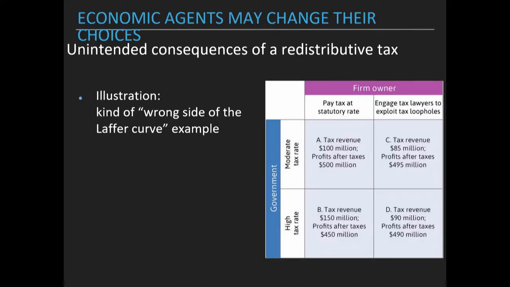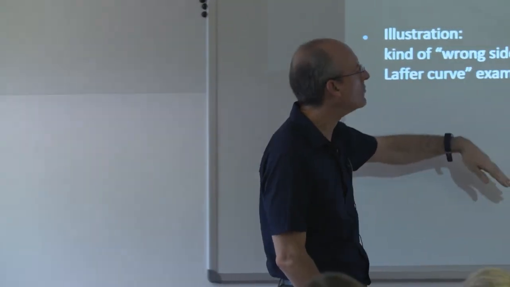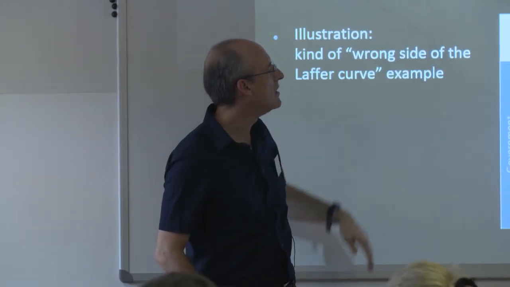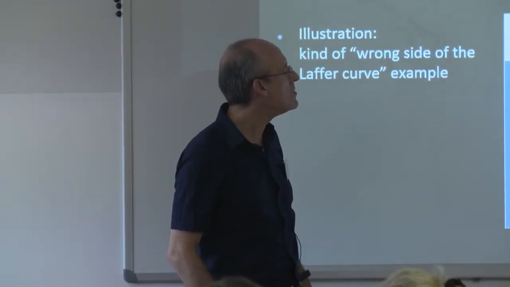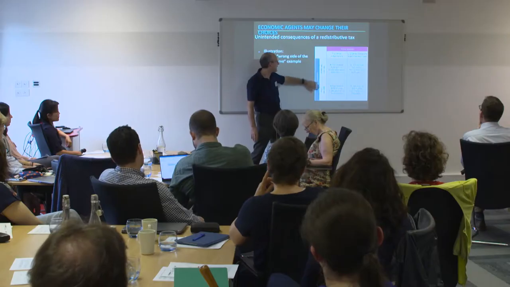Regarding changing their choices, the example is the wrong side of the Laffer curve, where the idea is whether we have a high tax or a moderate tax. The high tax creates an incentive for firms to invest in lawyers who could exploit the loopholes of the tax and avoid it. That's not profitable if you have a moderate tax. So if the objective were only to increase revenue, in principle you may think about having a high tax rate.